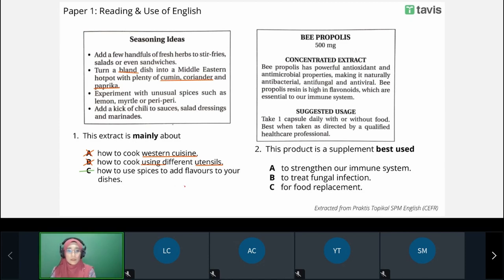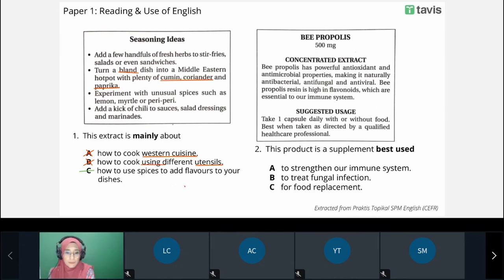Okay, moving on to question number two. Read this very quickly. Okay, skim. When I say skim, it means read very quickly. So what is it about? It's actually about bee propolis having powerful antioxidant and antimicrobial properties. That is about this excerpt here, the product information. So let's read the question. Is this product a supplement best used to strengthen our immune system, or to treat fungal infection, or is it for food replacement?